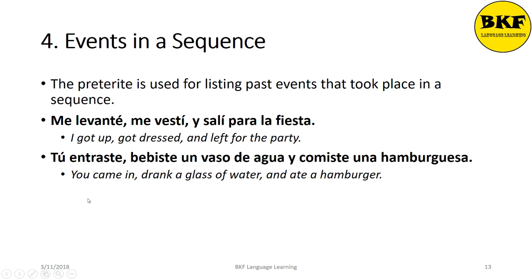If I want to say you came in, drank a glass of water and ate a hamburger, I would say tú entraste, bebiste un vaso de agua y comiste una hamburguesa. Now this is the word for hamburger. Ate is comiste. Drank a glass of water would be bebiste un vaso de agua. A glass of water is un vaso de agua. And you came in would be tú entraste.